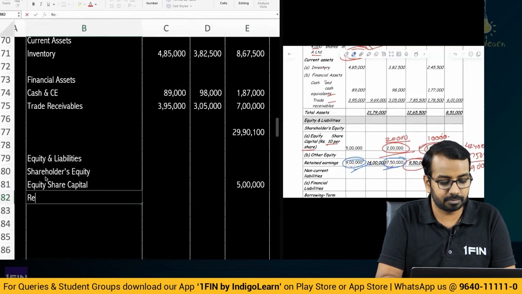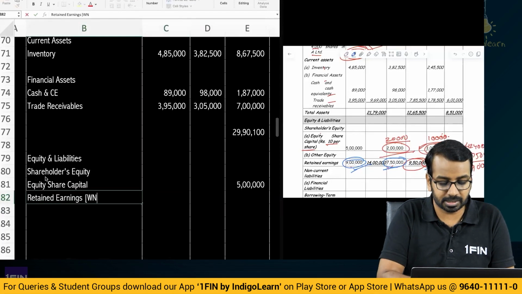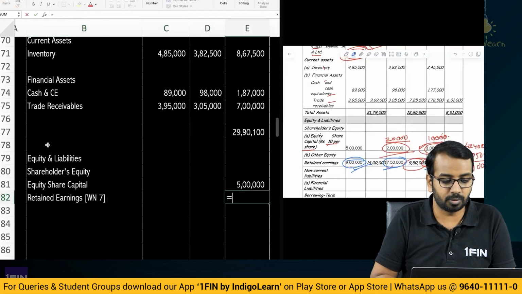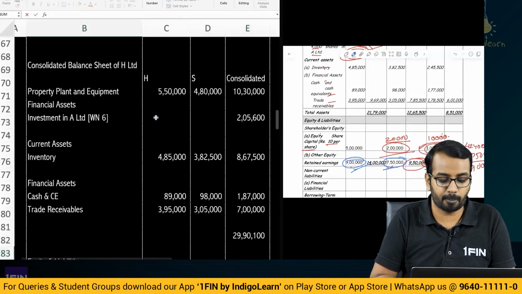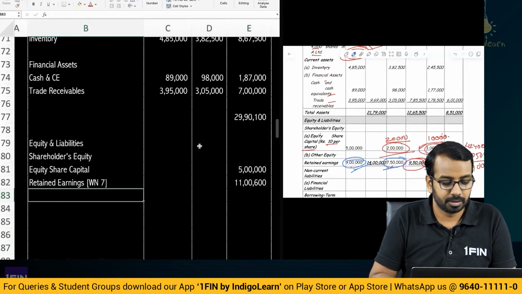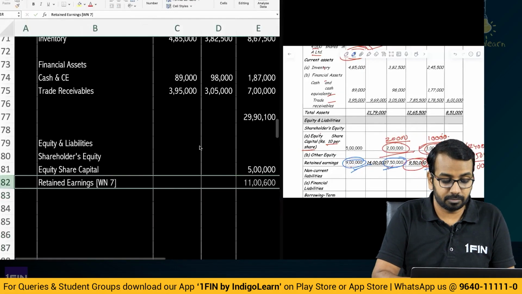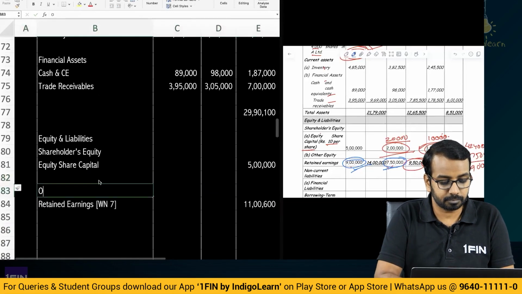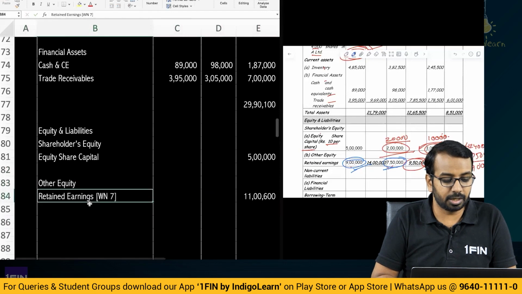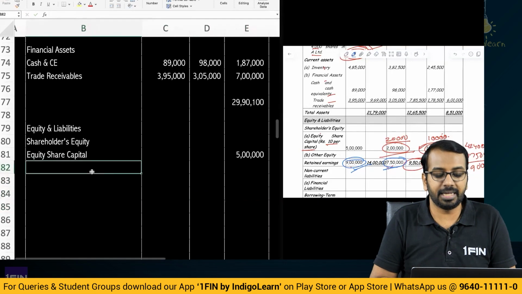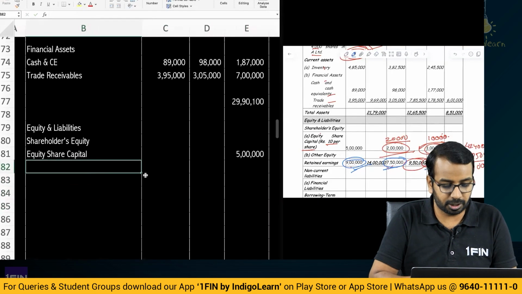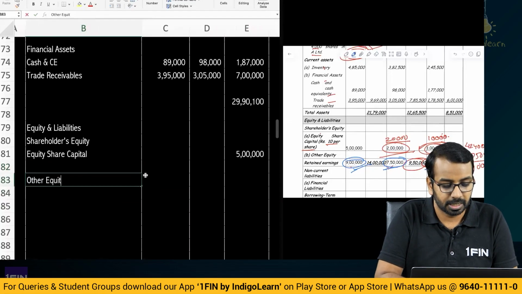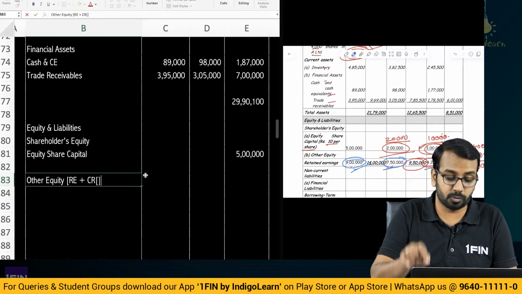Then retained earnings. Retained earnings you will take from working note number 7, the total amount that we have calculated, 11,600,000. This is under other equity, so let us note that. Under other equity we also have capital reserve. So we have taken equity share capital of the parent, then we have other equity. Here other equity will show retained earnings plus capital reserve coming from the associate.